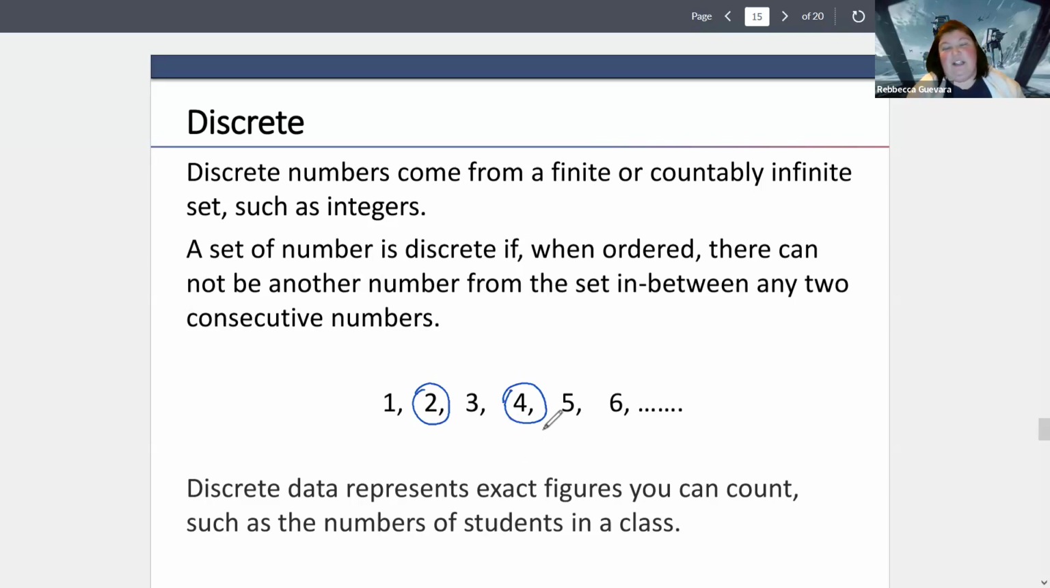But something that you're counting, like the number of people in your family. Sorry, I didn't mean to do those two. Take 2 consecutive numbers like 2 and 3, what we see is we don't have another integer in there. There's not another integer I can fit between those 2 numbers. So that's what we mean by discrete: I can list my numbers, and if I have 2 of them next to each other, there shouldn't be another number in between them that I can find. So a discrete data set represents exact values that you can count, such as the number of people in a classroom.